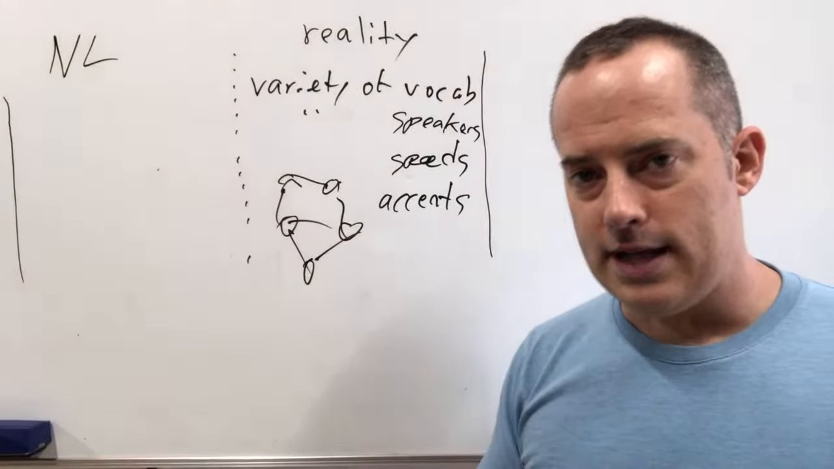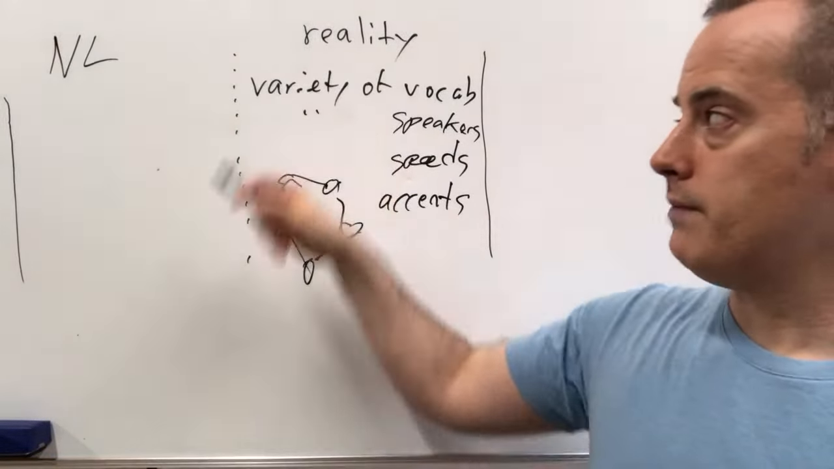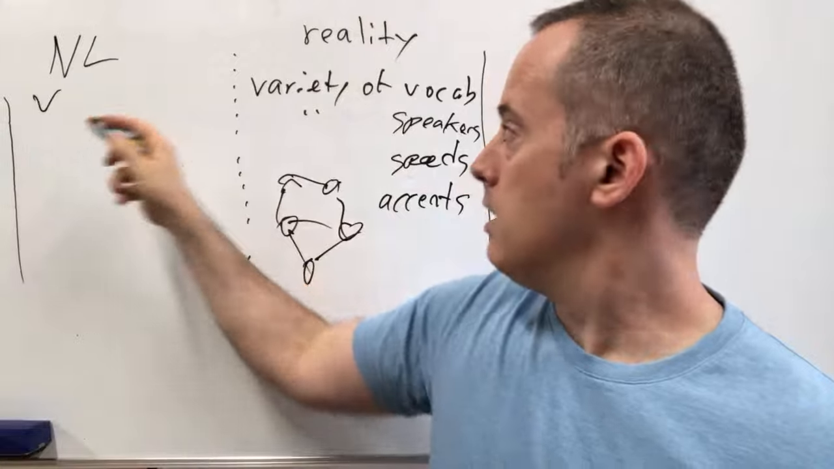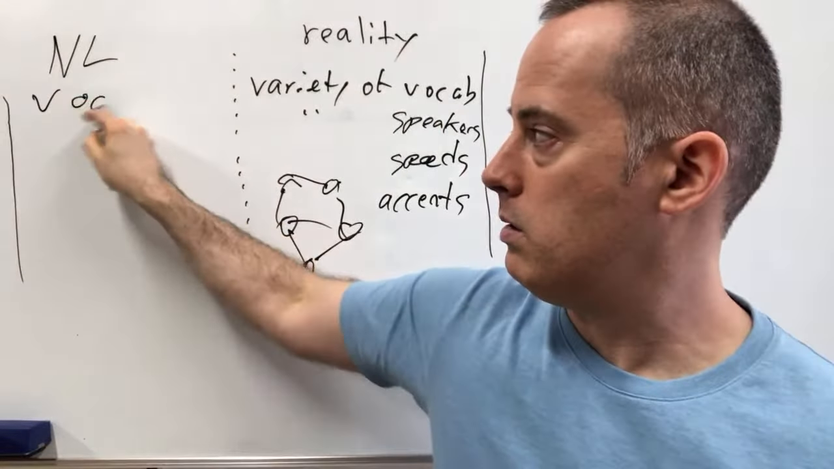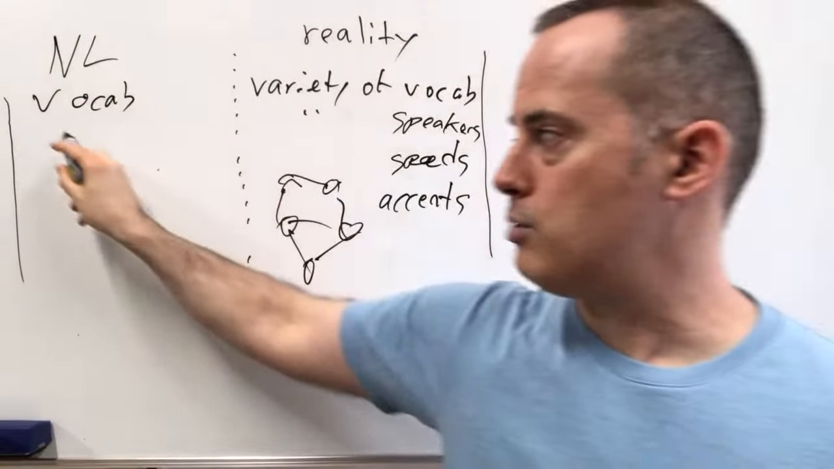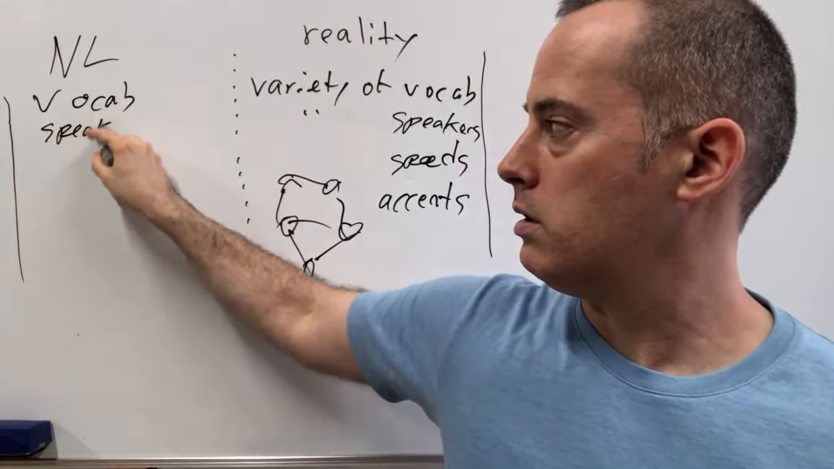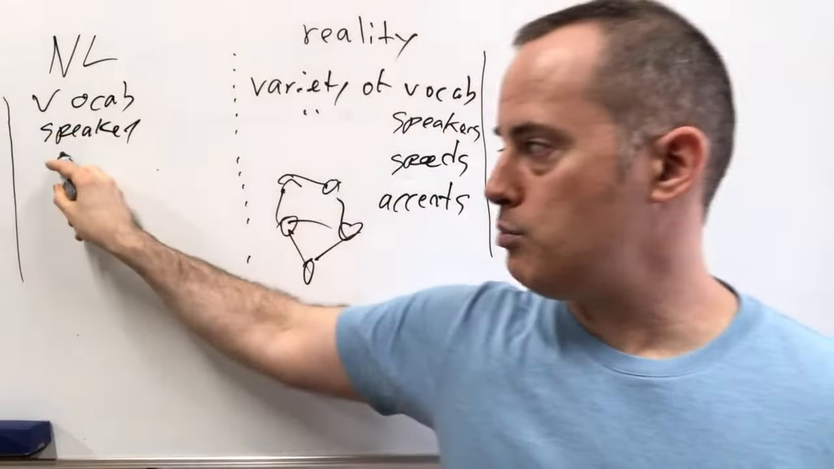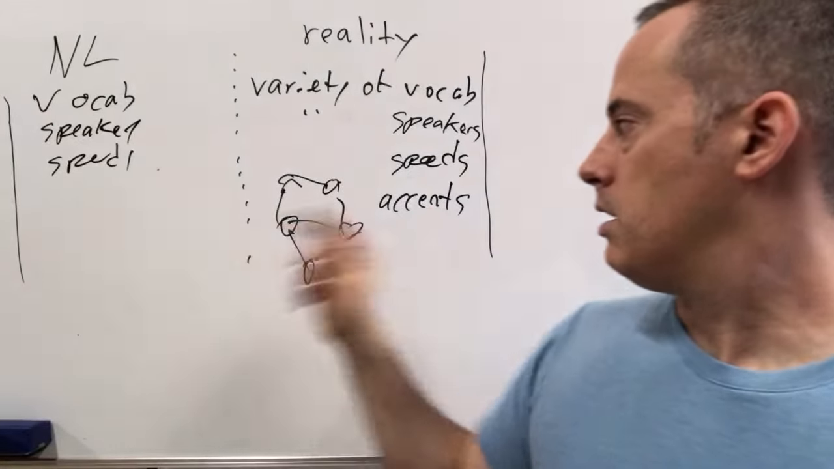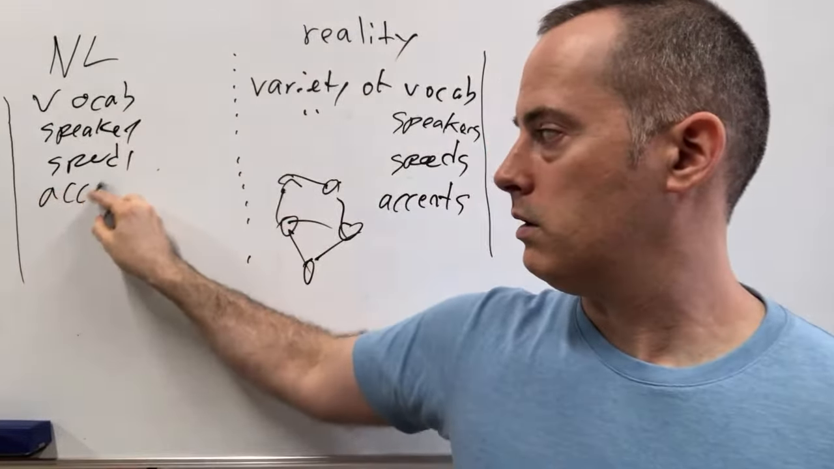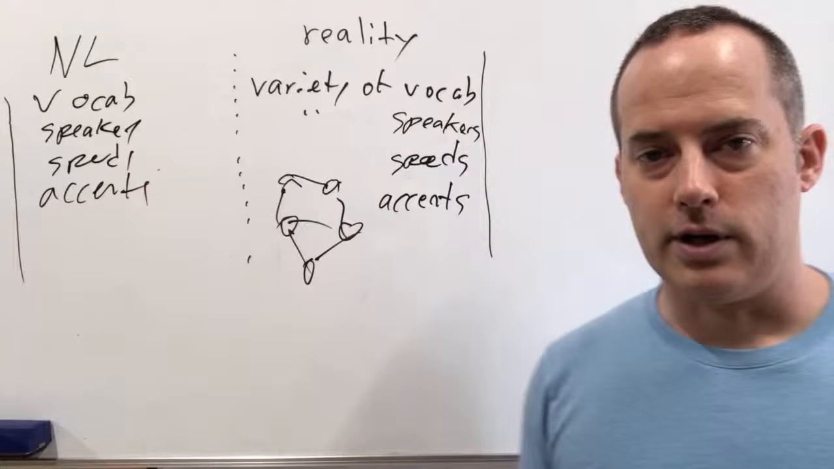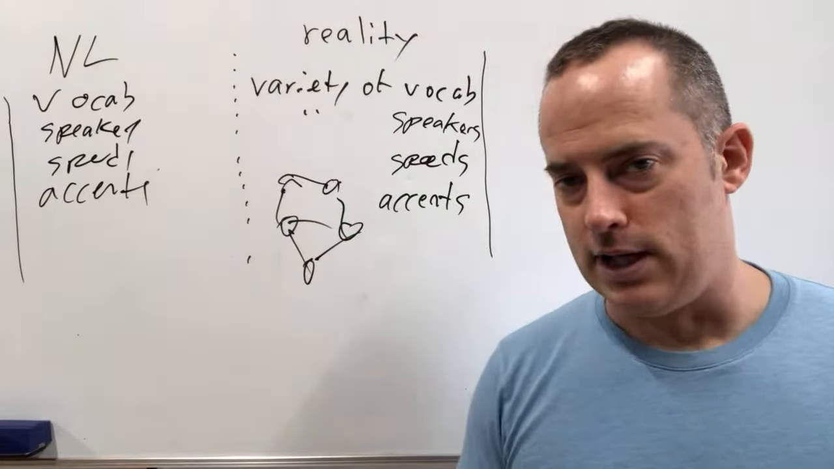If we look at the native, I'll just put an N over here. If we look at how the native learns, they're getting all of this stuff. So they're getting the variety of vocab, they're getting a variety of speakers, they're getting a variety of speeds and accents, and any other kind of variety that you would get in everyday life, all right?